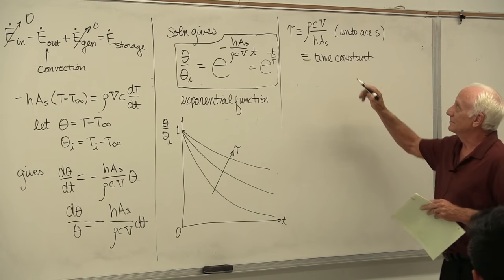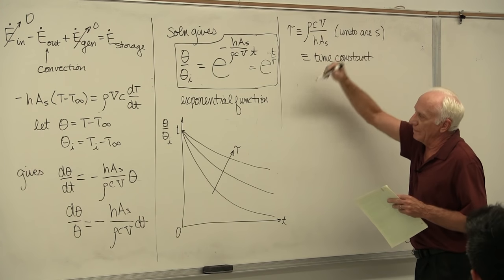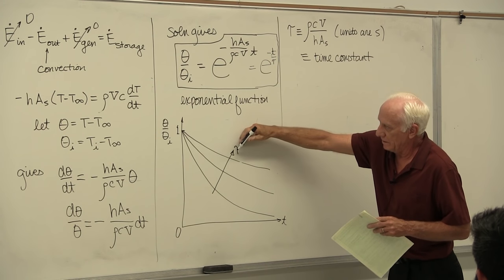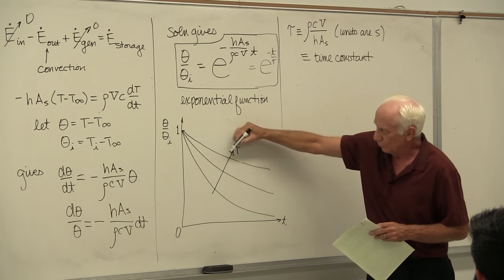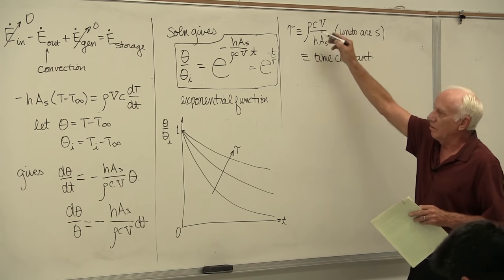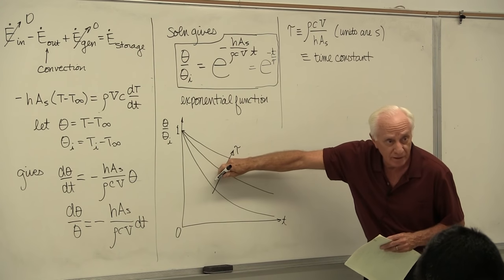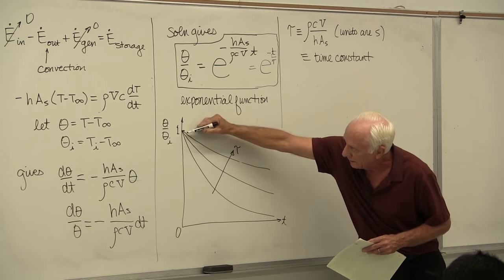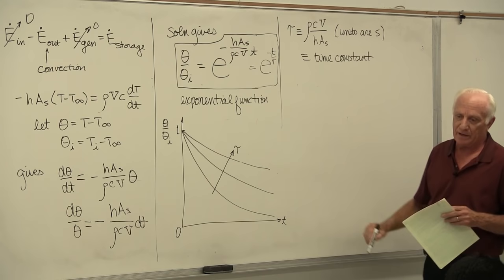Sure. So the mass is up here. If it's more massive, tau is up here. If it's more massive, it cools at a slower rate. If the mass is small, tau is small. A ball bearing size copper sphere, oh yeah, it cools real fast in that airstream.